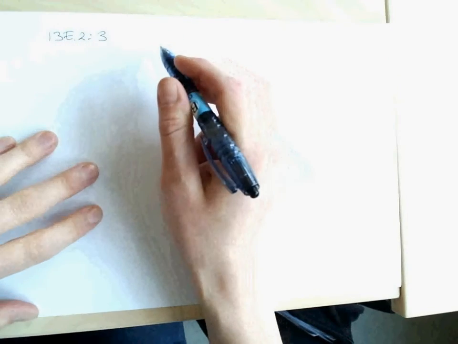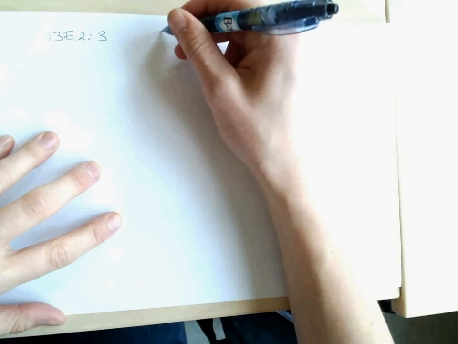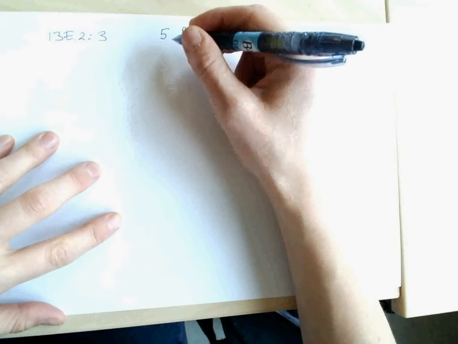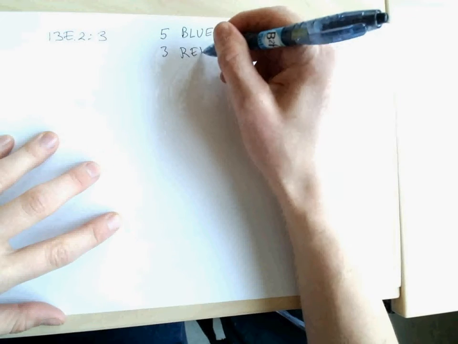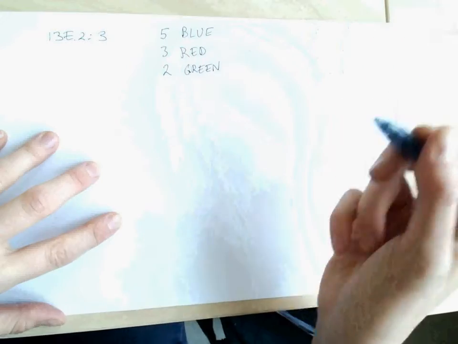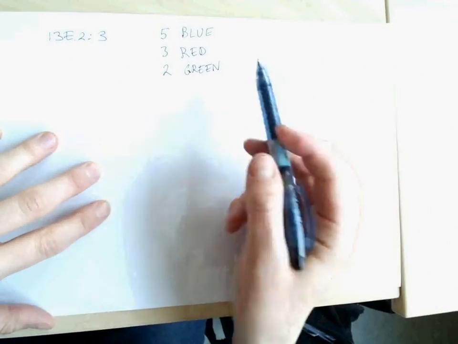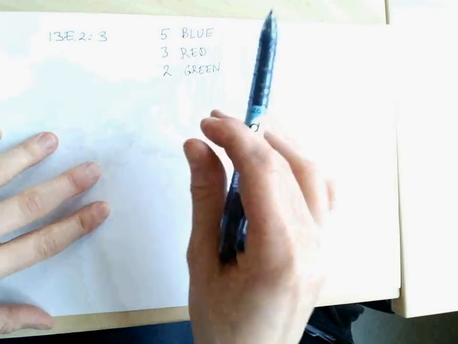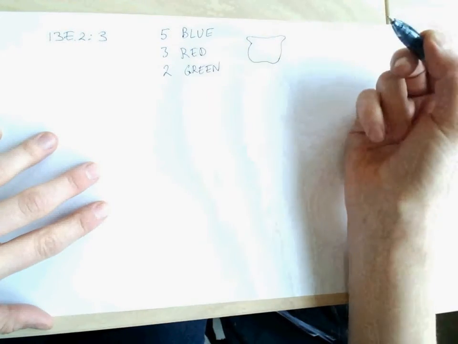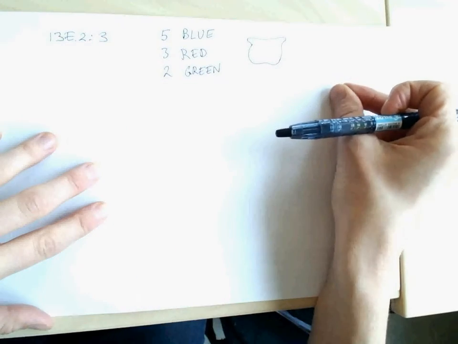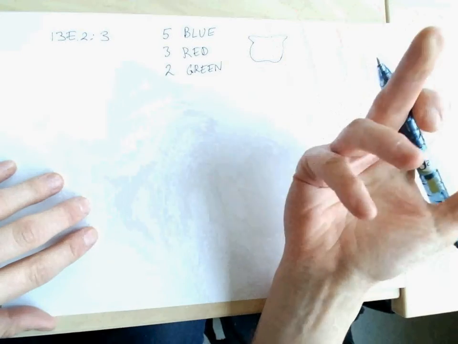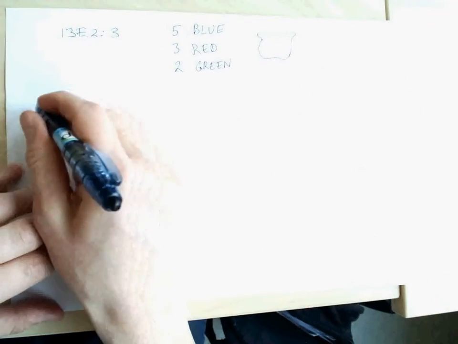and we had 5 blue pens, 3 red, and 2 green. And in the first question, let's say we have some kind of bag, and we pick one pen from this bag. We pick one pen, then we put the pen beside, so it's not in the bag anymore, and we take another one. And we will first make a tree diagram of this situation.